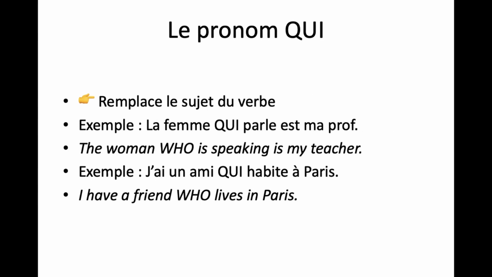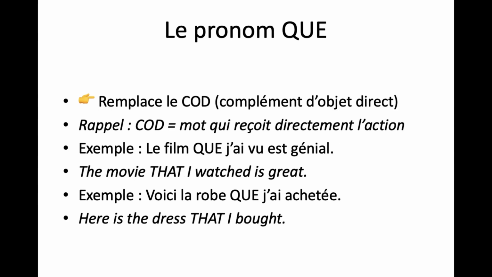So when we saw with the pronom qui, the pronom qui replaces the subject. The pronom que replaces the complément d'objet direct, what we call the direct object. So a direct object is a word that directly receives the action. So le film que j'ai vu est génial. So in this case, le film que j'ai vu est génial. Le film is the complement, the direct complement of this sentence.